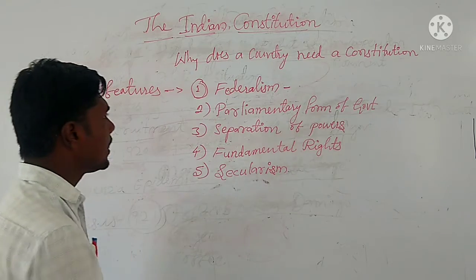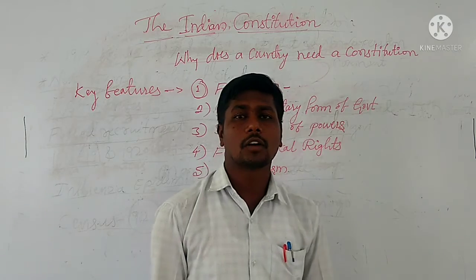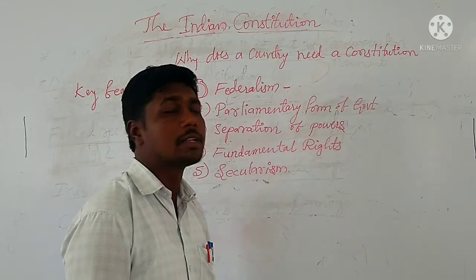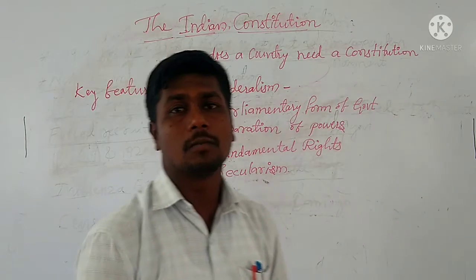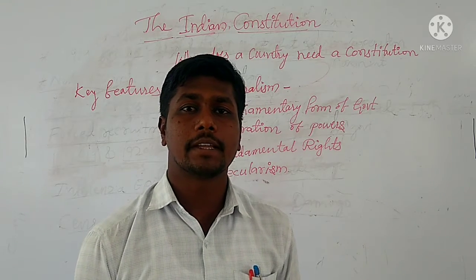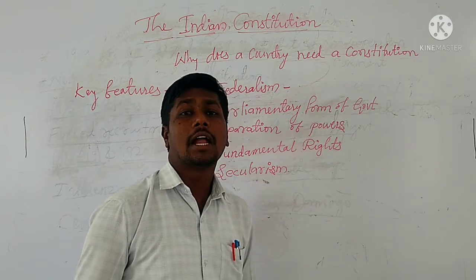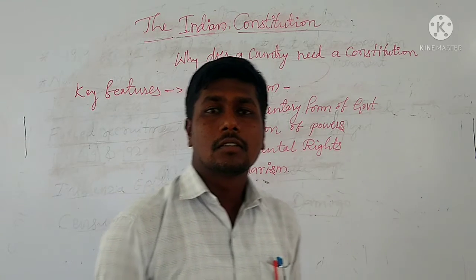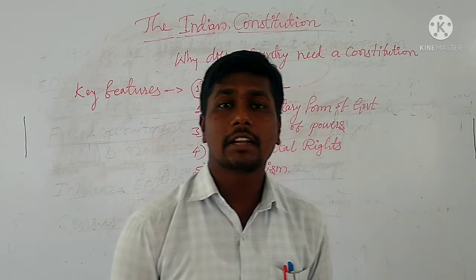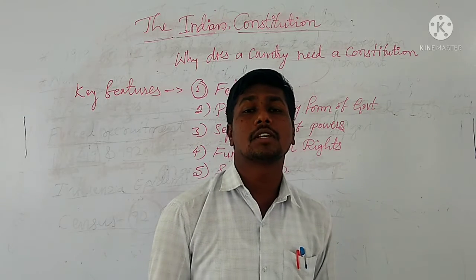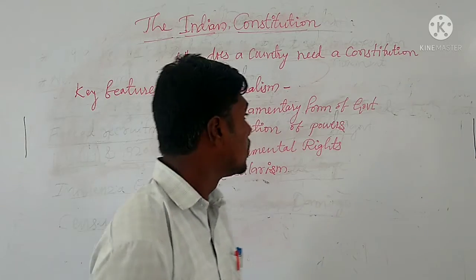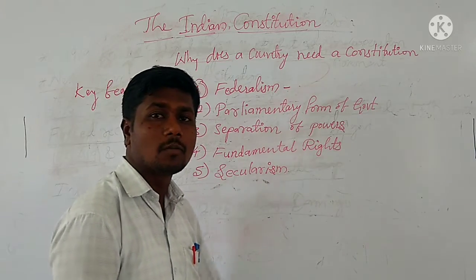Then we learned about the parliamentary form of government. The second key feature of the Indian Constitution is the parliamentary form of government. What is this parliamentary form of government? Parliamentary form of government means elections are held regularly and representatives are elected by the people. Only those representatives can take the major decisions about the country. So that system is called a parliamentary form of government, right?